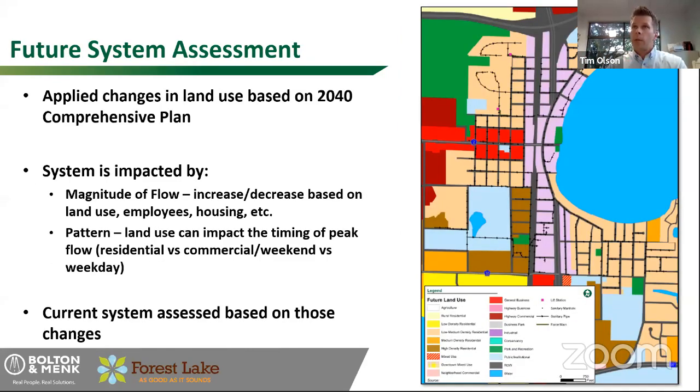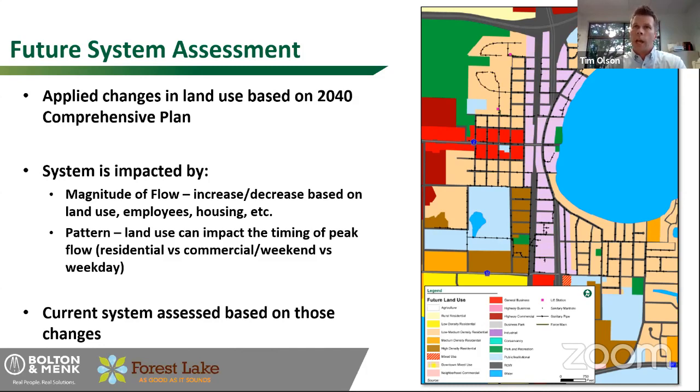Okay, so from that, then we develop this calibrated model, and we can understand the current system capacity. I'll talk about that here in a little bit as well. And then we can apply the 2040 land use scenarios, or really any number of land use change scenarios, to analyze the system under the current pipe size, but future flow conditions.